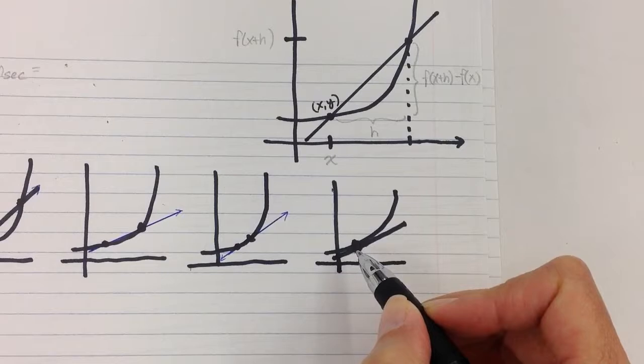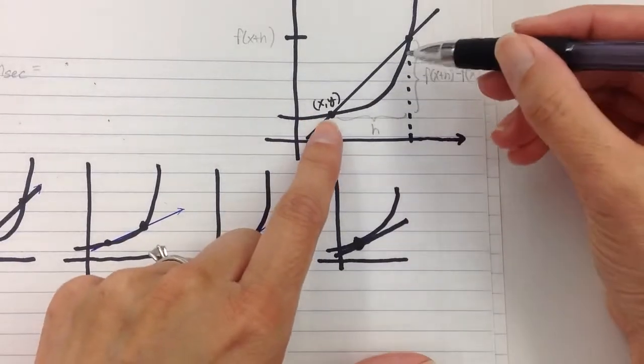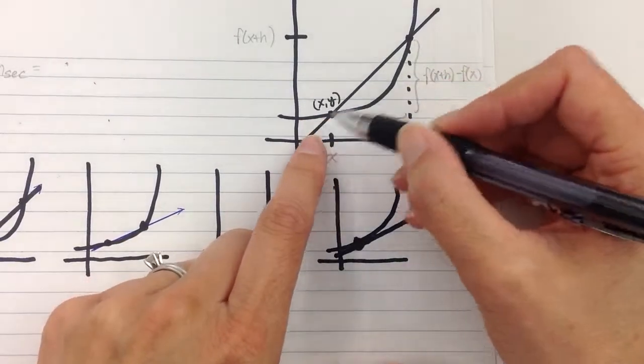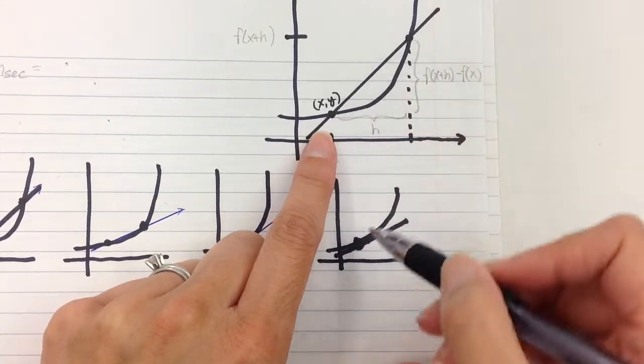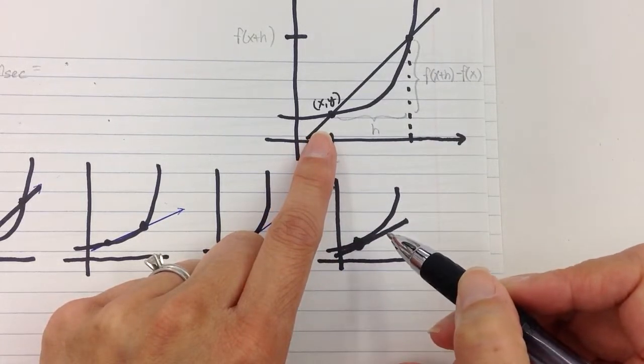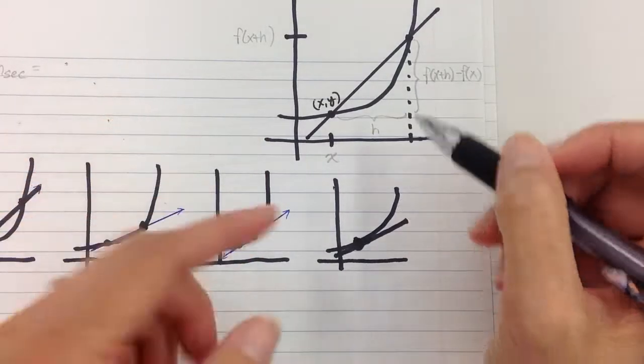But I only have 1 point. Right? And you can't find an equation of a line with just 1 point. How many points do you need? You need 2. So let's say I pick 2 points on the curve. This will give me a slope. Is it going to equal this slope? No, it's going to be in the ballpark, but it's definitely not going to be equal to that slope.